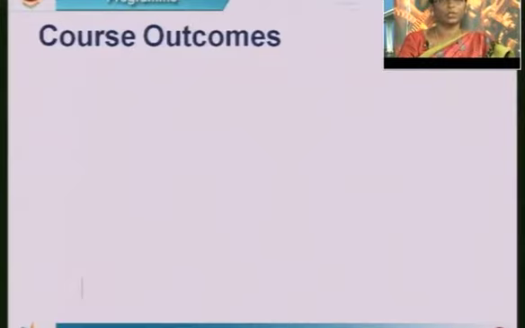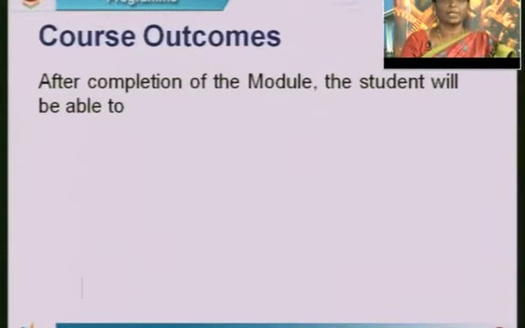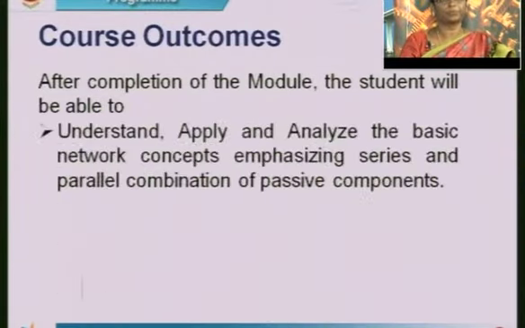And after completion of the course, what are the course outcomes? After completion of this module, you will be able to understand, apply and analyze the basic network concepts, emphasizing the series and parallel combination of passive components. We are dealing with the series and parallel combination of the passive RLC components. So we are going to understand, apply and analyze. We are going to solve certain problems after understanding and applying the concepts.